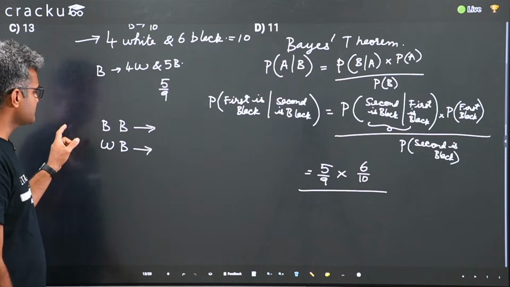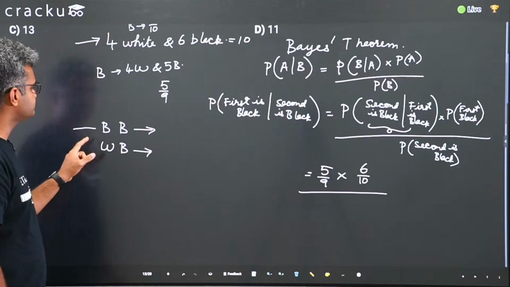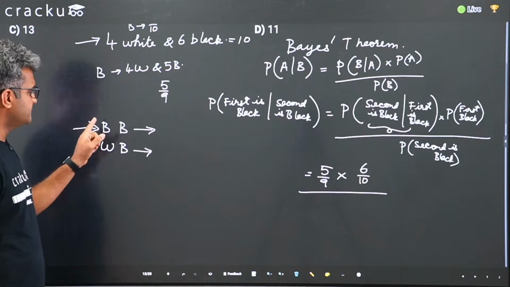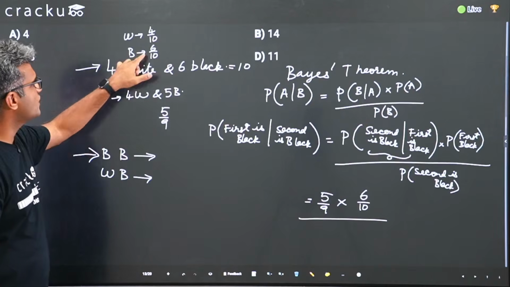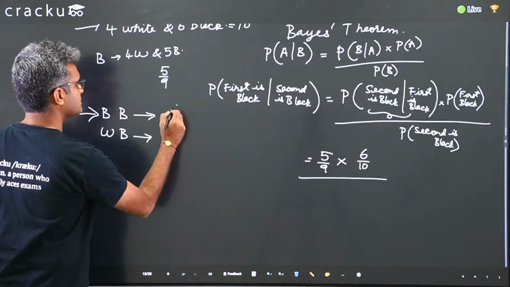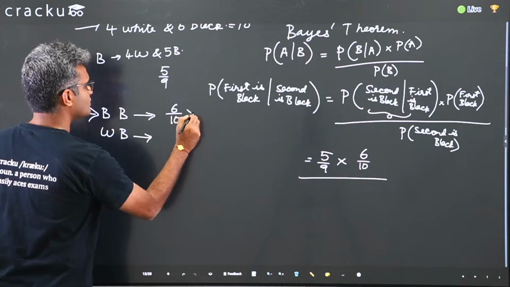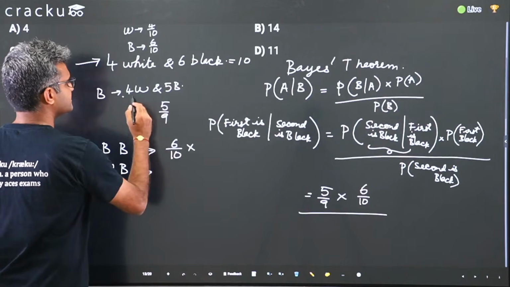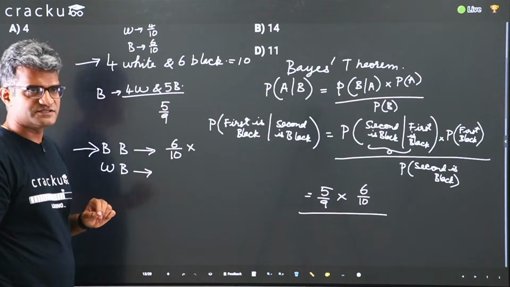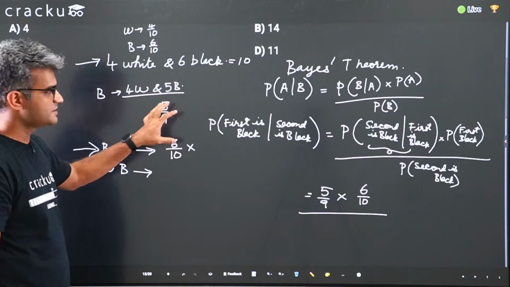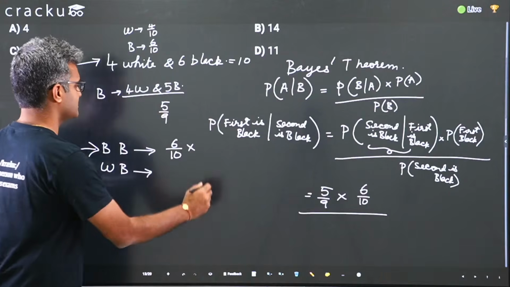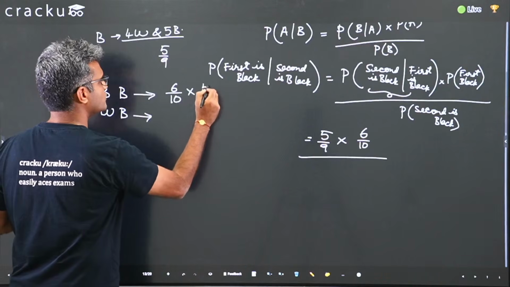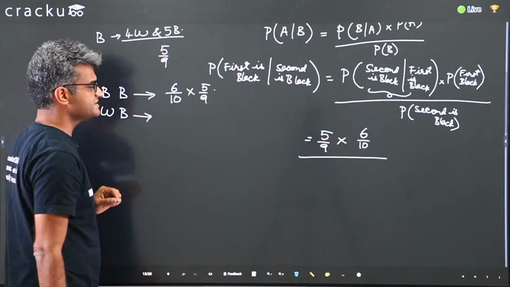What is the probability for the first event to happen? For the first event to happen, the first ball has to be black, and the probability for that to happen is 6 by 10. And once the first ball is black, we are left with 4 white and 5 black balls. That is a total of 9 balls. From this, the probability that the second ball is black is 5 by 9. So this is 6 by 10 into 5 by 9. This is the first case.